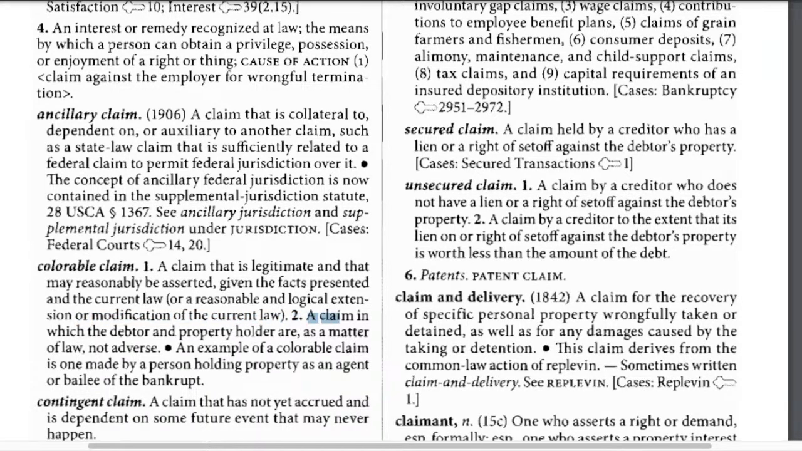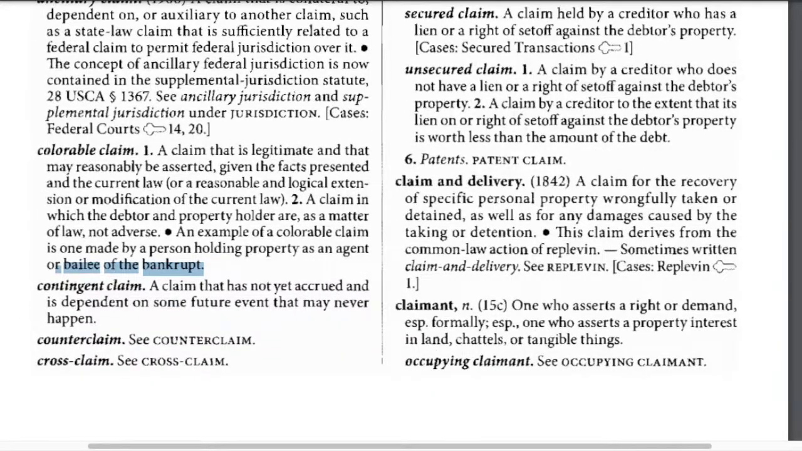Number 2, a claim in which the debtor and property holder are, as a matter of law, not adverse. Colorable claim. Now that's interesting. A claim in which the debtor and property holder are, as a matter of law, not adverse. An example of a colorable claim is one made by a person holding property as an agent or bailee of the bankrupt.